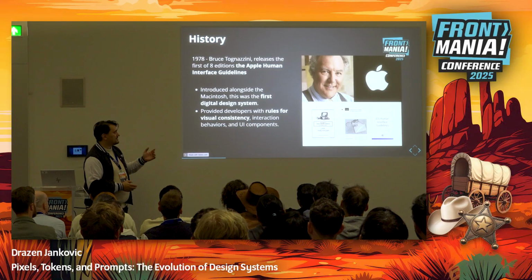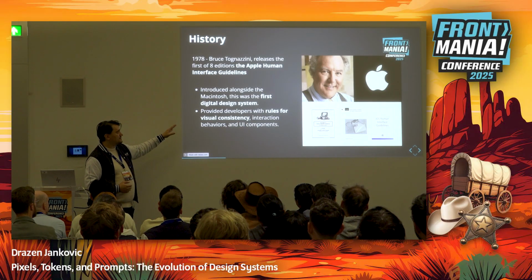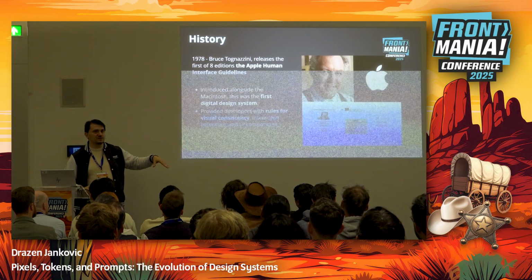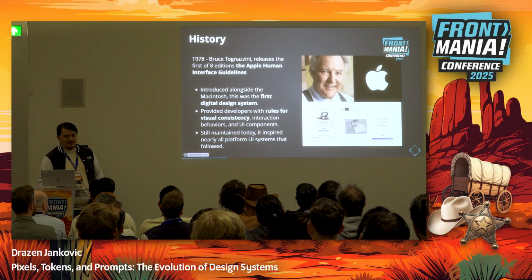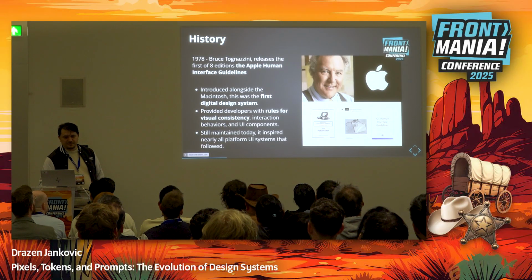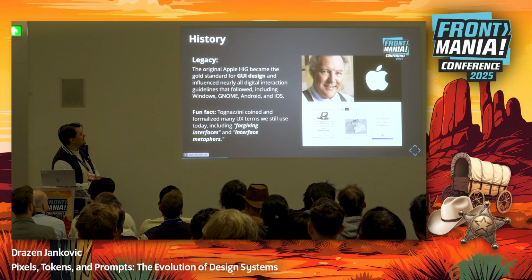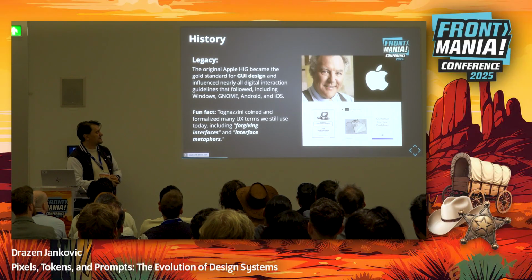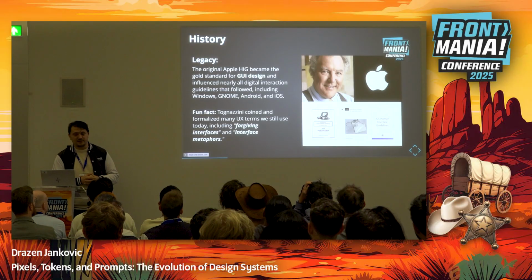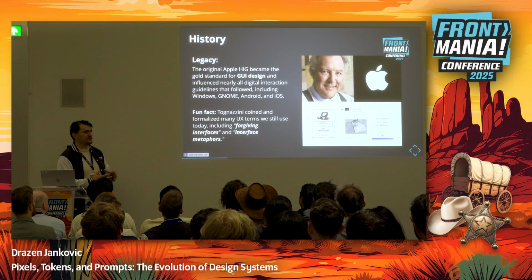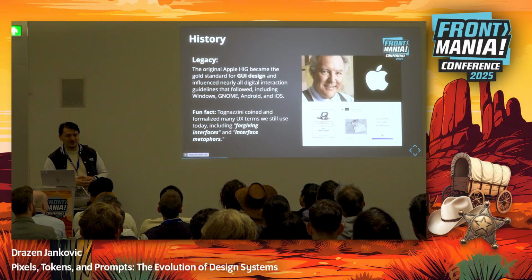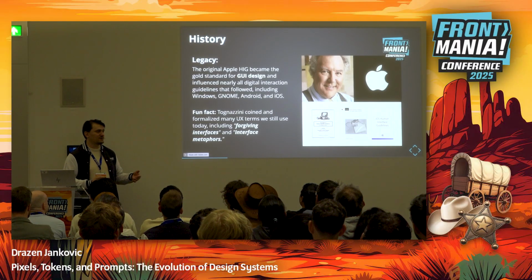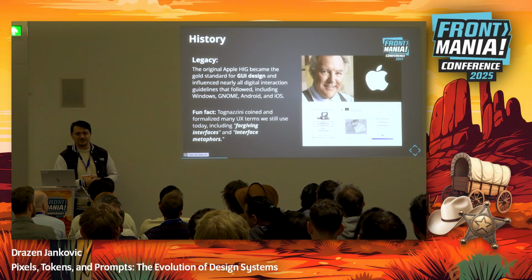It provided, like I said, more rules, not just for visual consistency, but also for interaction behaviors and UI components. And it got released with the Macintosh II. A bit of fun trivia for him: his legacy is basically that he's one of the forefathers of how graphical user interface design is done now. It influenced nearly every single design system that you see out there today. The guidelines are still maintained, so if you want to read them, you can look them up. Probably if you're developing or designing for iOS, then you have already looked into it.